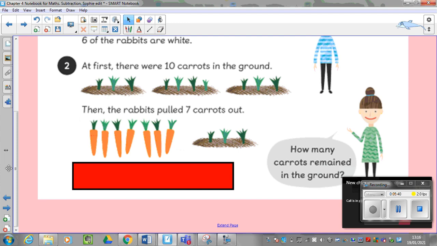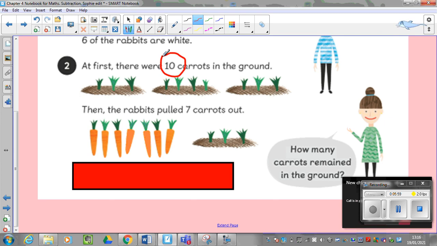Now, if you looked carefully at the carrots in the picture, you will have seen that there were 10 carrots in the ground. Look, they look like little plants, but they're just the tops of the carrots. So there are 10 carrots in the ground. Then the rabbits pulled 7 carrots out. Oh, so those are important numbers. So let's have a look.